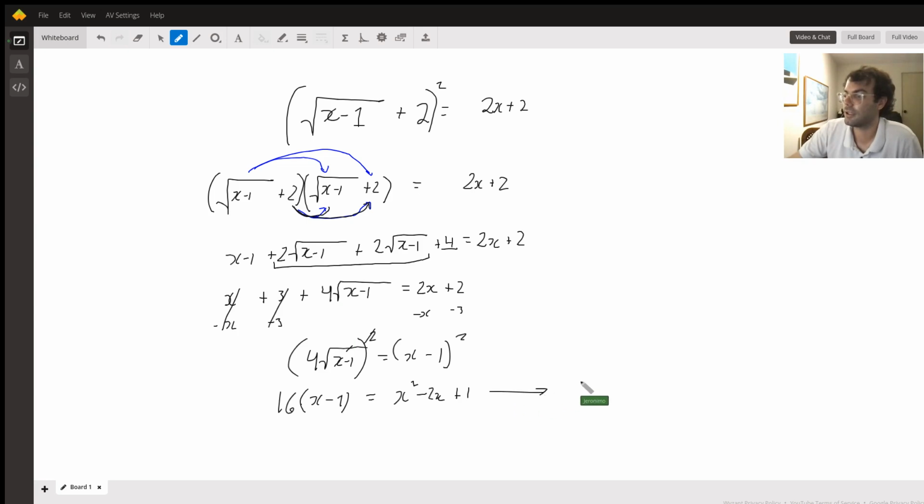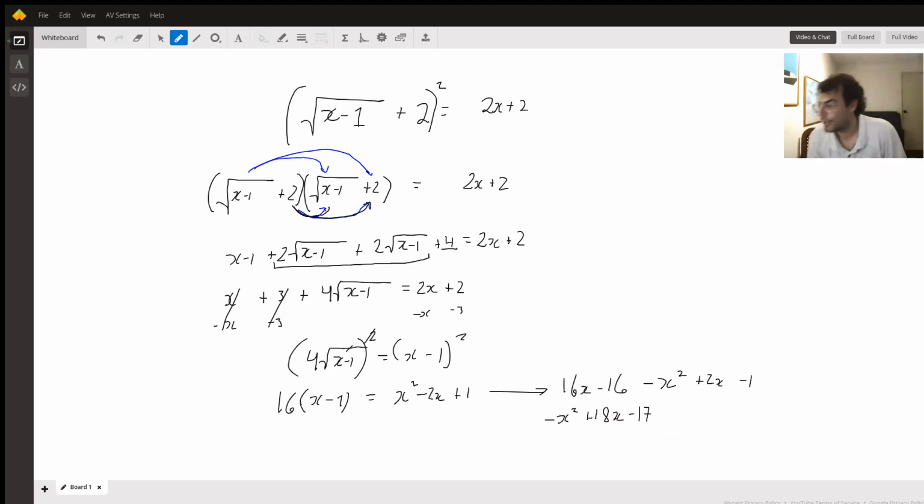So let's go and see if we get the right answer. So it will be 16x minus 16. Then we're going to pass everything to the left-hand side. Minus x squared plus 2x minus 1. So we get minus x squared, 16x plus this plus 18x, and then we get minus 17. And that's the easy part.